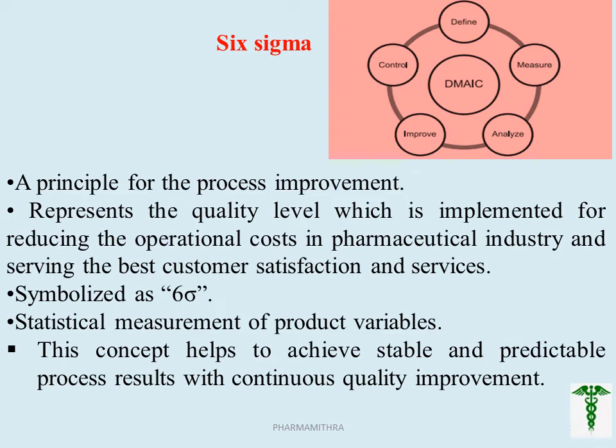Next, the concept you may come across is Six Sigma. As the word suggests, it is symbolized by Six Sigma. This is a concept for the improvement of our process. It means we want to get the maximum quality while reducing the operational costs in the industry, as well as satisfy the customer need. Actually, we can call it a statistical measurement of product variability, and this Six Sigma concept helps us get results with continuous quality improvement. How can we execute the Six Sigma principle? Using DMAIC: we have to define, then measure, analyze, improve, and control the process to get a quality product.